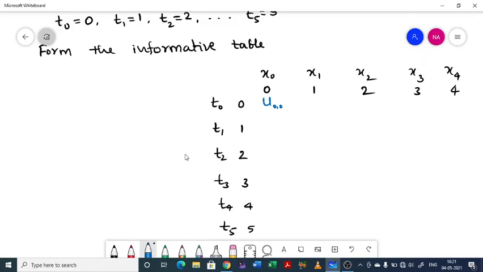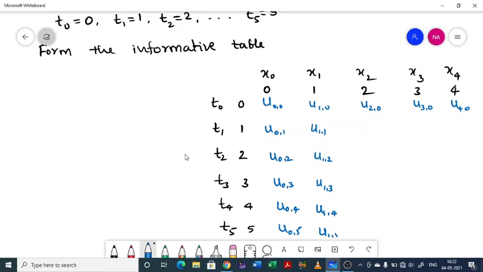u00, u1,0, right? u2,0, u3,0, u4,0. This one u0,1, u0,2, u0,3, u0,4, u0,5. This u1,1, u1,2, u1,3, u1,4, u1,5. u0,4, u0,5. Okay, this is u1,2.